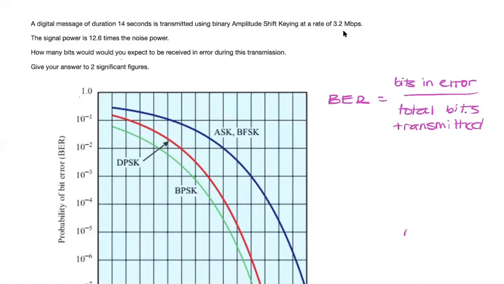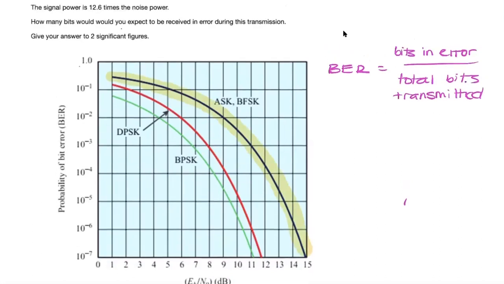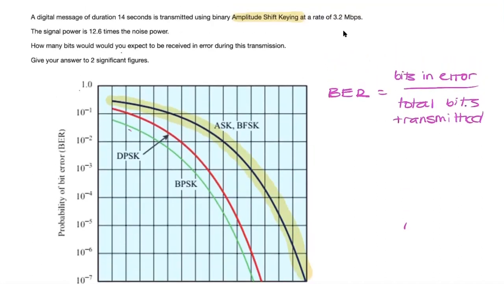Okay, so in this particular question, I think there were 3 of these. So in this particular one, we're told about amplitude shift keying. So for the graph, we're looking at this ASK. We're looking at that graph. Okay, we're not looking at any of the others. So it says look at the ASK curve, because we're only using ASK.